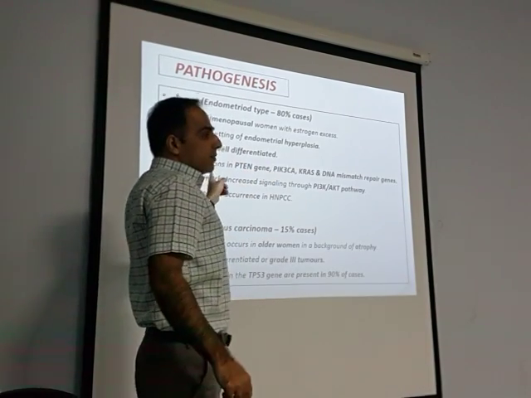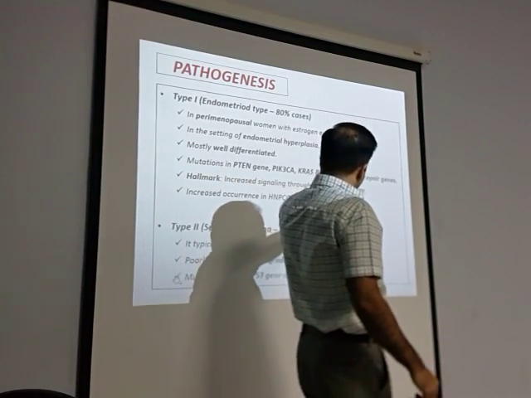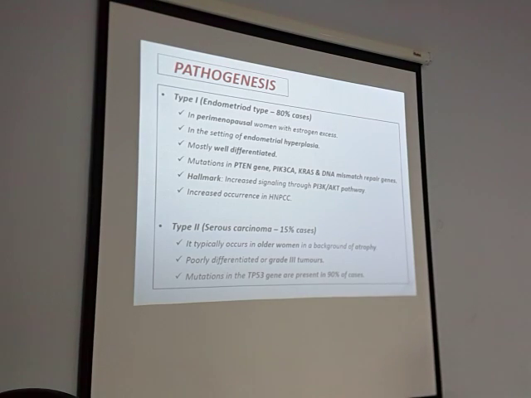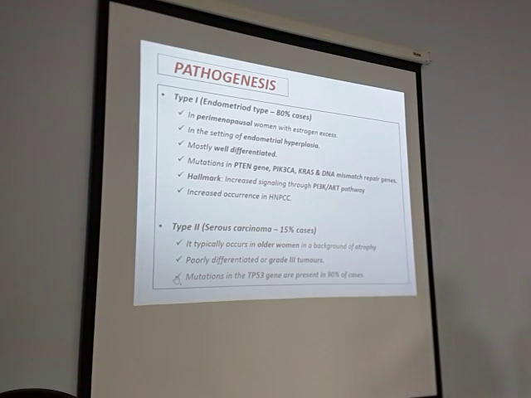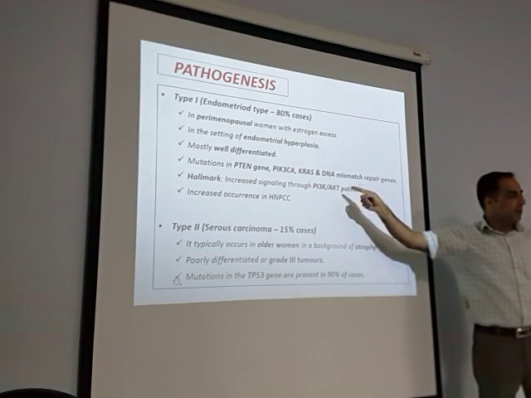And what is the hallmark of this? It involves signaling through the PI3K/AKT pathway. This is the hallmark of the disease, because all these genes are involved in increased signaling through this. So once these genes are affected, there will be increased signaling through this pathway. This is the hallmark of the disease.